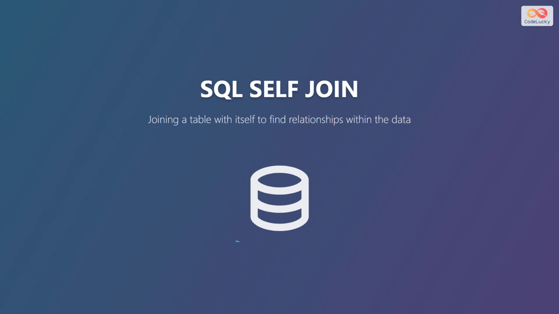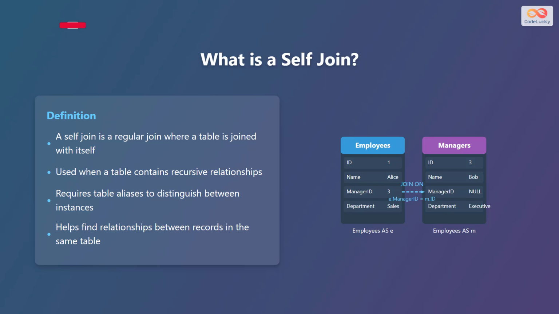Let's explore SQL Self Joins. A self-join involves joining a table with itself to discover relationships within the data. So, what exactly is a self-join? In essence, it's a standard join operation where a table is joined with itself.